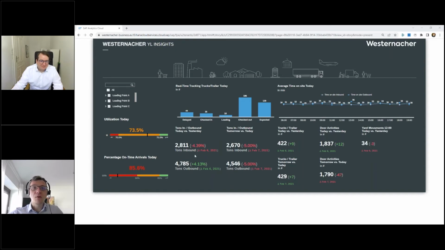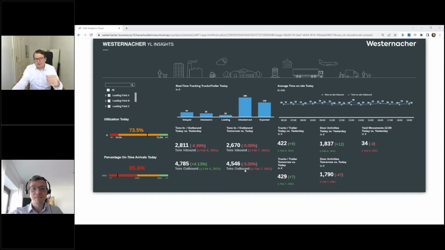Looking at inbound and outbound tons, we can see that we are doing worse than yesterday. And versus tomorrow, we are also doing less. So we hope that we will do more by tomorrow. Outbound wise, we are good compared to yesterday. So we have improved, but our plans are more sophisticated for tomorrow. So let's see that we can deal with this.